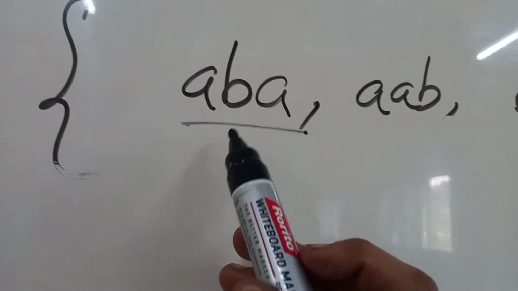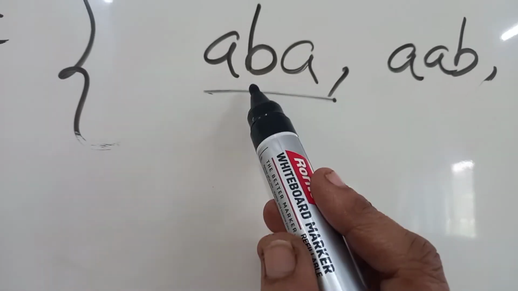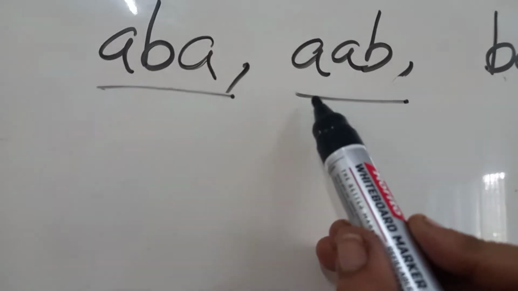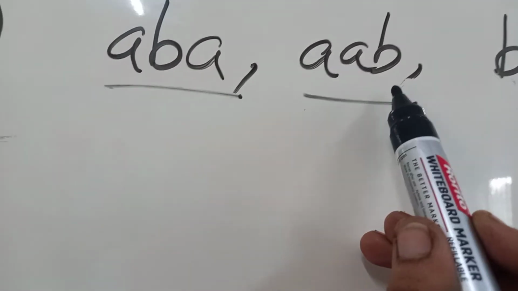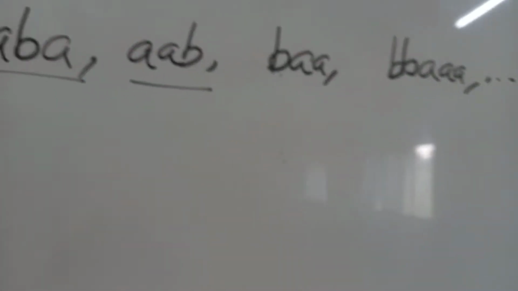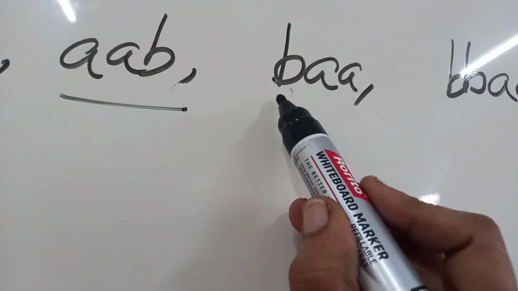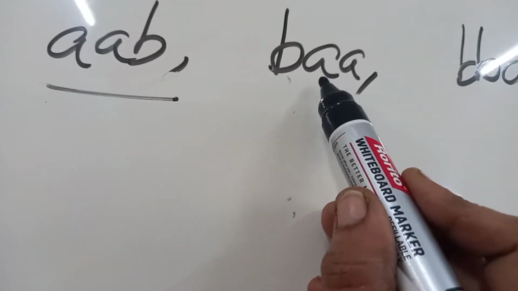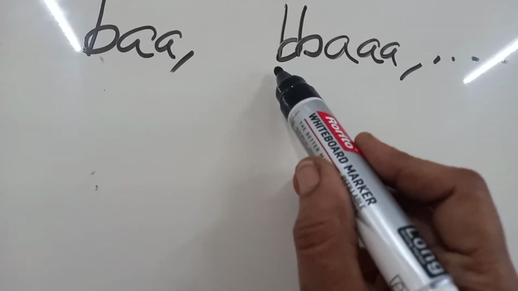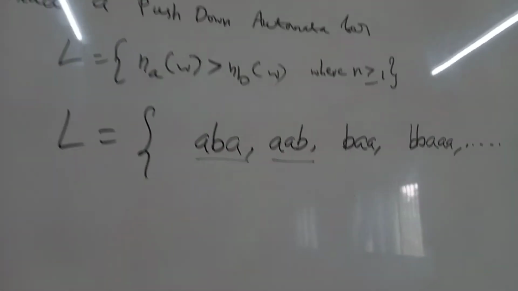ABA, where 2 A's and 1 B are there, and in the next string the string can also start with AAB. So number of A's is greater than number of B's, and the string can also start with a B, BAA. So BA is there and one extra A is there, and next string I have taken 2 B's and 3 A's. Okay, so these are a few strings belonging to the language.